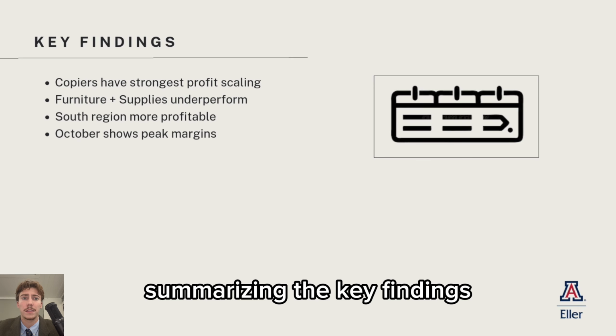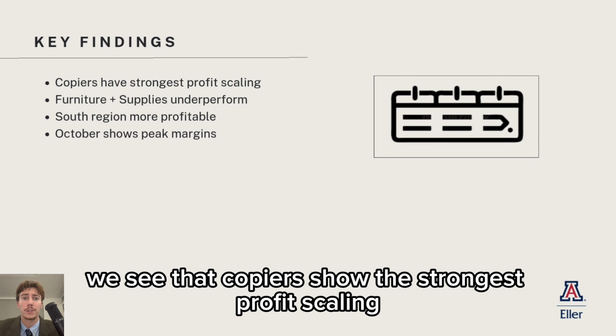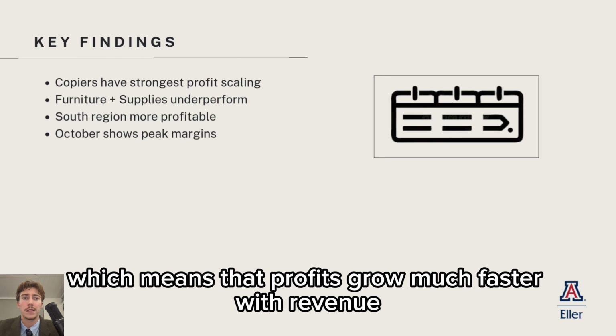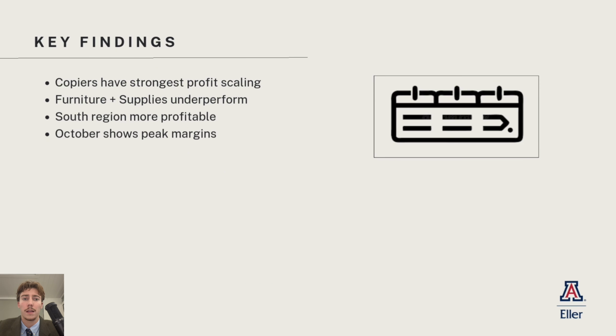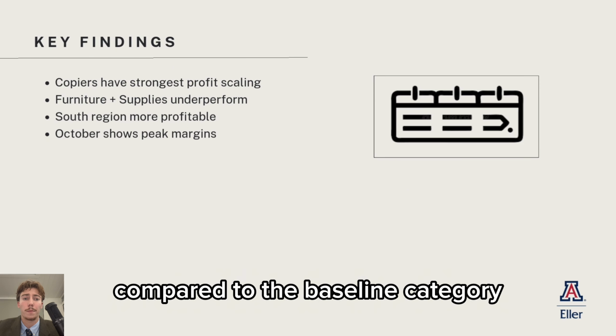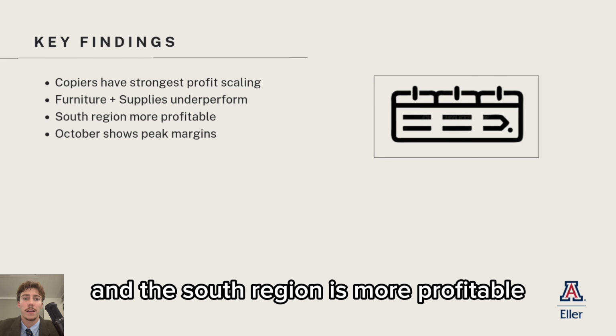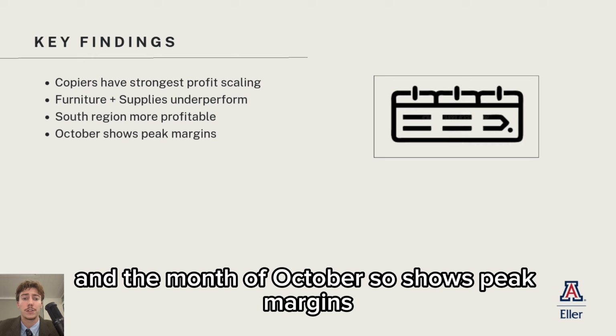Summarizing the key findings, we see that copiers show the strongest profit scaling, which means that profits grow much faster with revenue for copier orders. Furniture and supplies underperform compared to the baseline category, and the South region is more profitable, and the month of October shows peak margins.